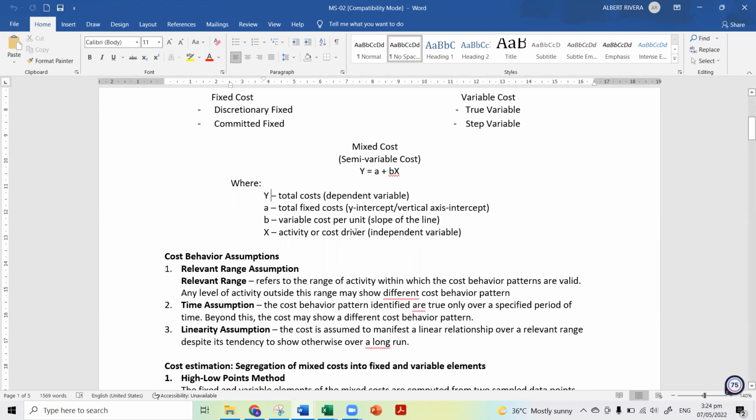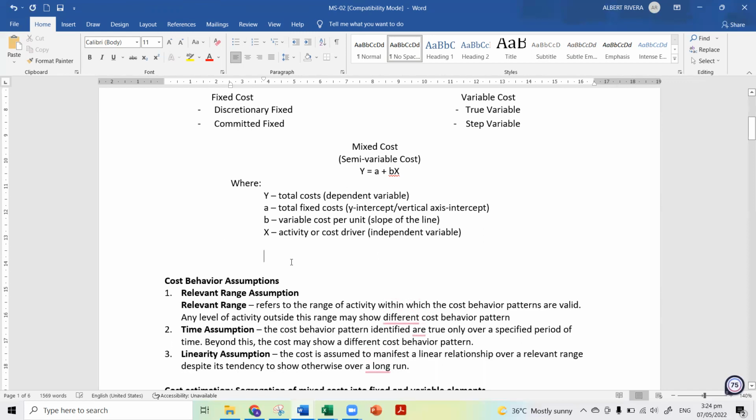So this is your B. This B is your variable cost per unit, or the slope of the line. And your X is the level of activity or the cost driver, which is the independent variable. In managerial accounting, you have total cost equal to fixed cost plus B, the variable cost per unit, times X, which is the activity. So total cost is fixed cost plus variable cost, and the variable cost is VCU, variable cost per unit, times the level of activity or activity driver.